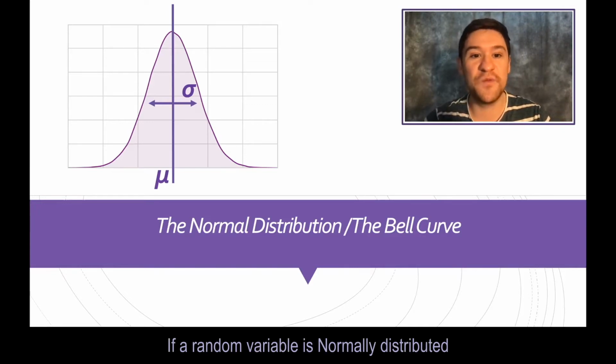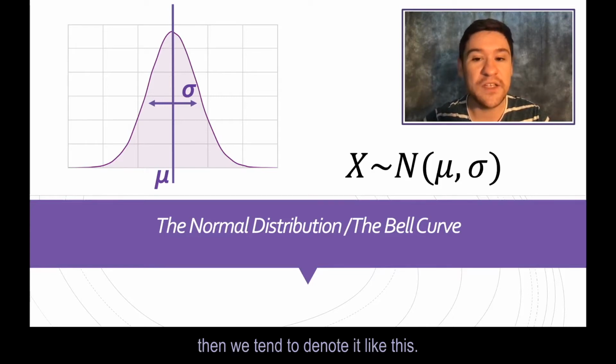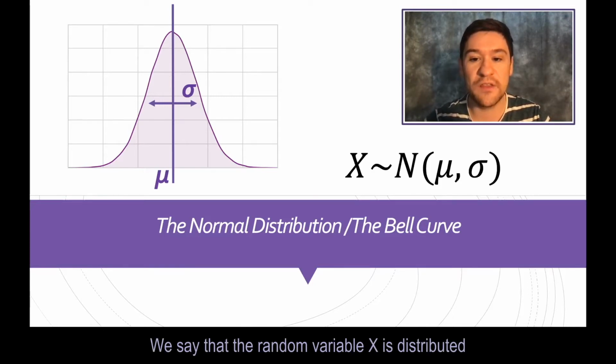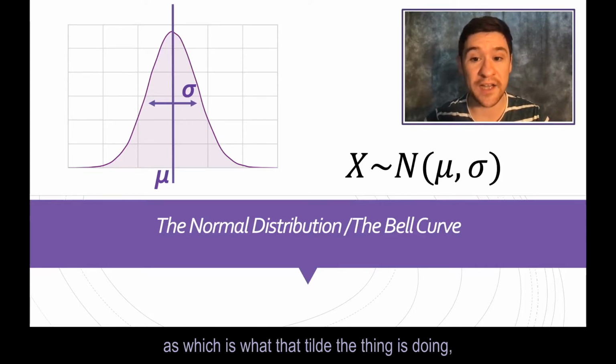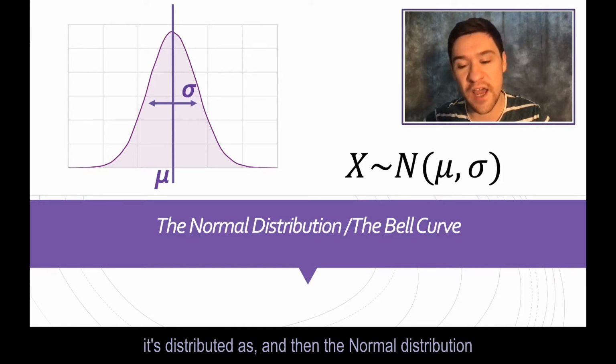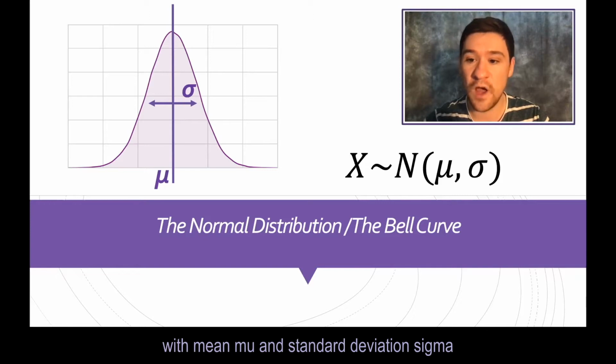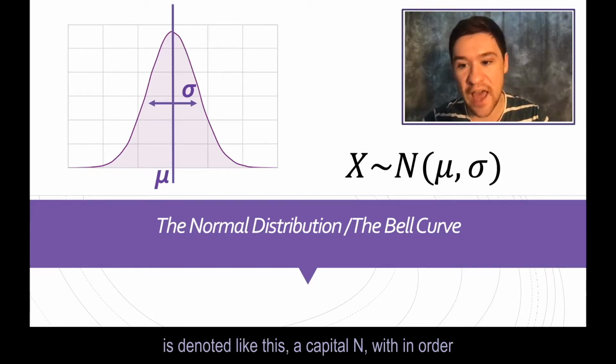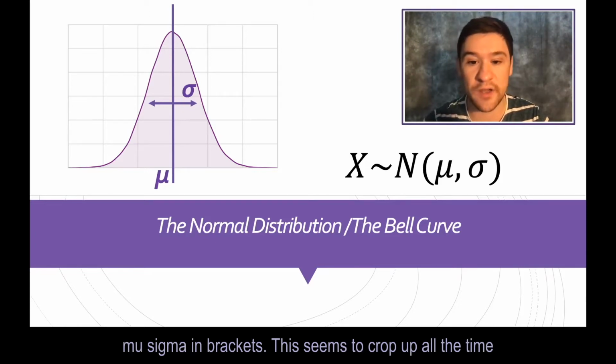If a random variable is normally distributed, then we tend to denote it like this. We say that the random variable x is distributed as, which is what that tilde is doing, and then the normal distribution with mean mu and standard deviation sigma is denoted like this: a capital N with, in order, mu, sigma in brackets.